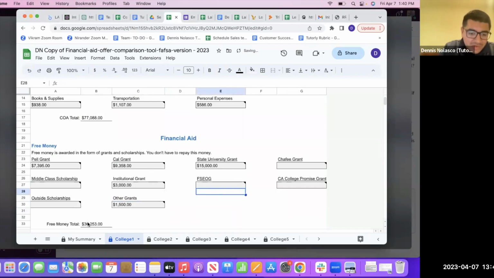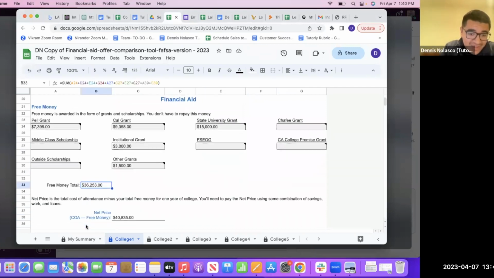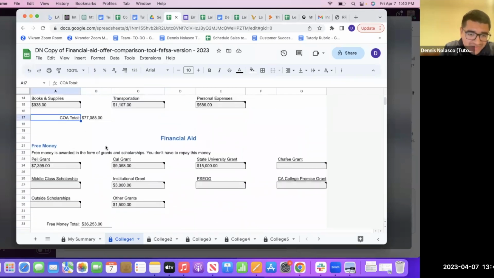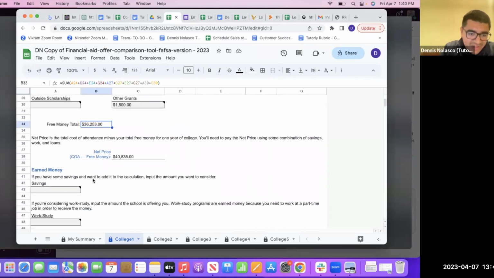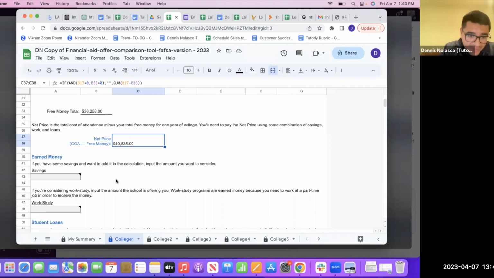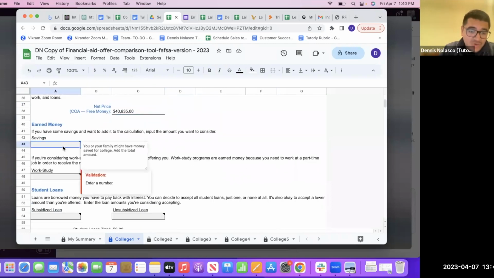So this person earned $36,253 in free money, basic money they don't have to pay back. What's really cool is that it takes the cost of attendance, so COA, subtracts the free money, and this is your total, 40,000. So this person will have to pay $40,000 per school year to go to Otis College. Now, there are other ways to make up this difference. Maybe if your family has some money saved away for college, they can use some of that money. In my situation, my family didn't save money, so I'm going to put $0 there.